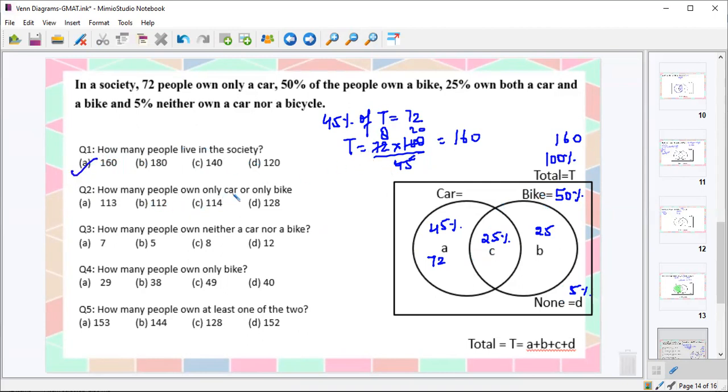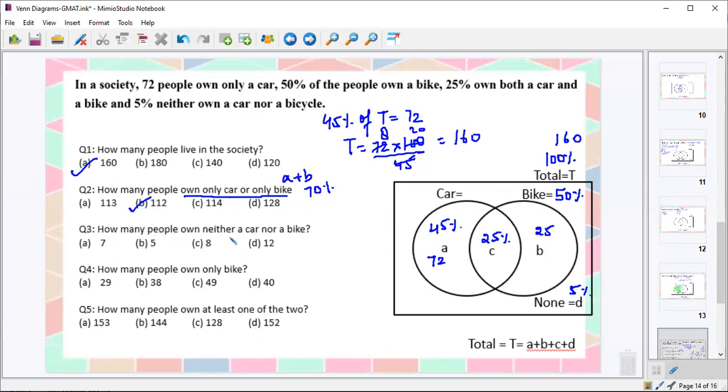How many people own only car or only bike? Which regions am I referring to over here? I am referring to A plus B. Only car is A, only bike is B. So I'm referring to 45 plus 25, that is 70%. What is 70% of 160? It is going to be 112.